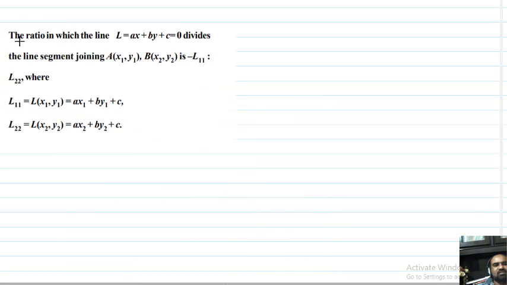So here the ratio in which the line L, ax plus by plus c equals 0, divides the line segment joining A(x1, y1) and B(x2, y2) is minus L11 is to L22. What is L11? What is L22? I will explain here. Listen, students. For example, this is A(x1, y1), this is B(x2, y2).